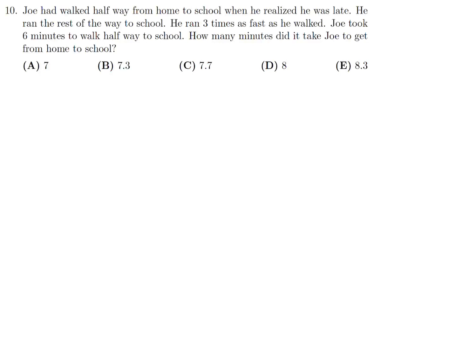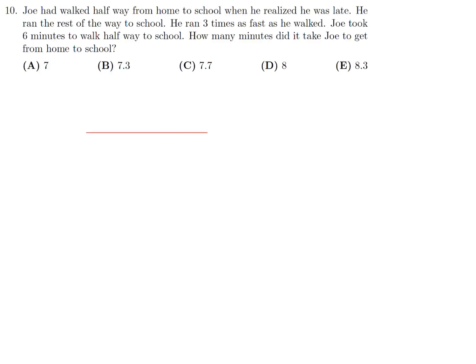Joe had walked halfway from home to school. When he realized he was late, he ran the rest of the way to school. He ran 3 times as fast as he walked. Joe took 6 minutes to walk halfway to school. How many minutes did it take Joe to get from home to school?